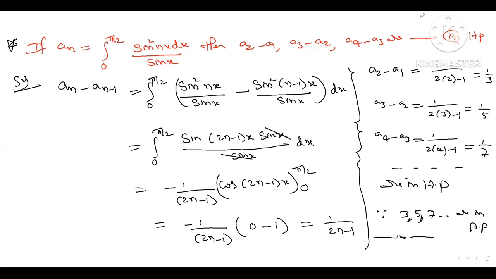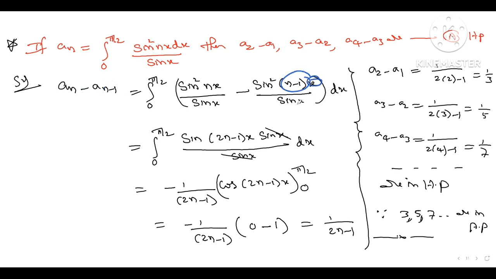Let us go to the next problem. In the statement, a n value is given; then a2 minus a1, a3 minus a2, a4 minus a3 are in dash. Okay, here first find out a n minus 1. So a n value is already given here, minus a n minus 1. How can we find it? In the place of n, write n minus 1.